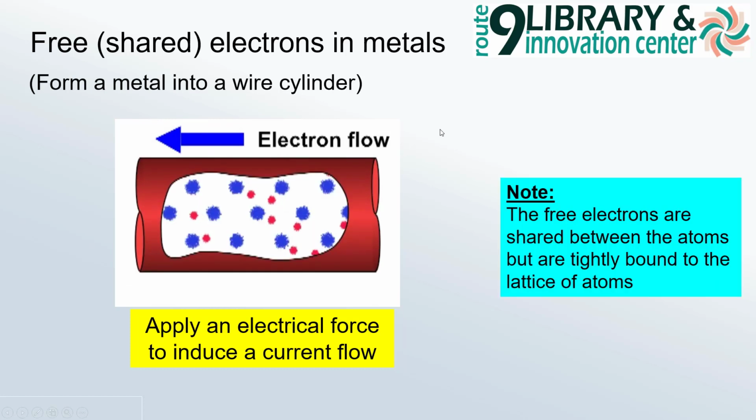It is kind of interesting to note that there are these things called free electrons, right? And they do move about the atoms, but they're still tightly bound to that lattice of atoms. They can't leave the metal, for instance. They are very tightly bound inside of there.